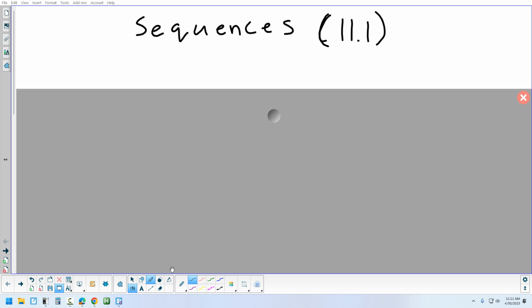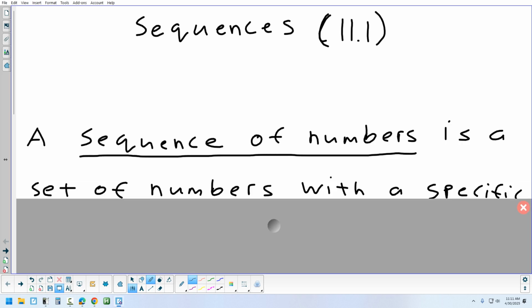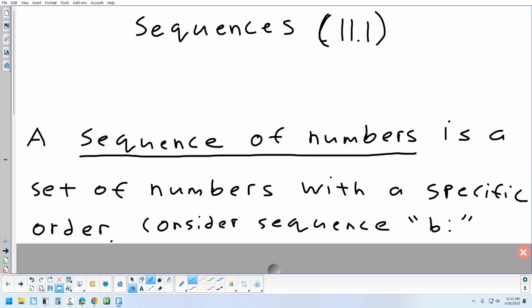So last section we're going to look at is 11.1. Totally different than solving systems. It's on what we call sequences. So the idea of a sequence is that you have a list of numbers and there is some type of order to those numbers. And the goal is generally to figure out a pattern for the sequence.